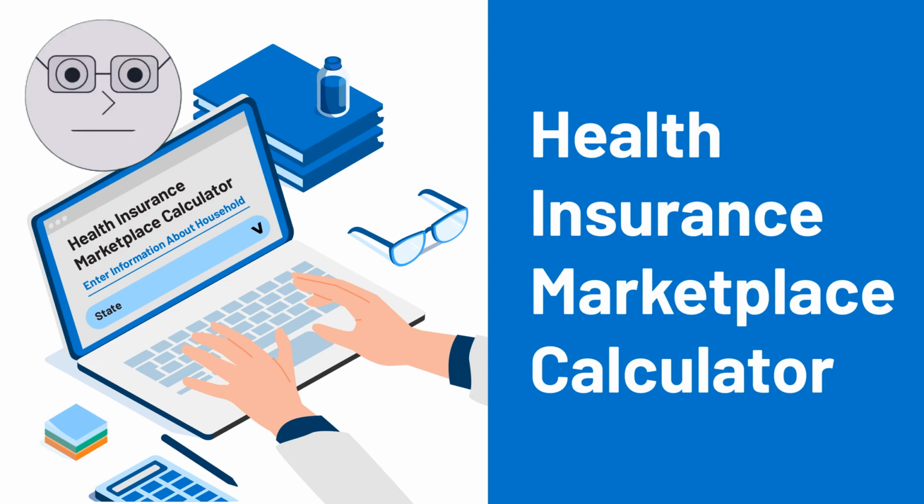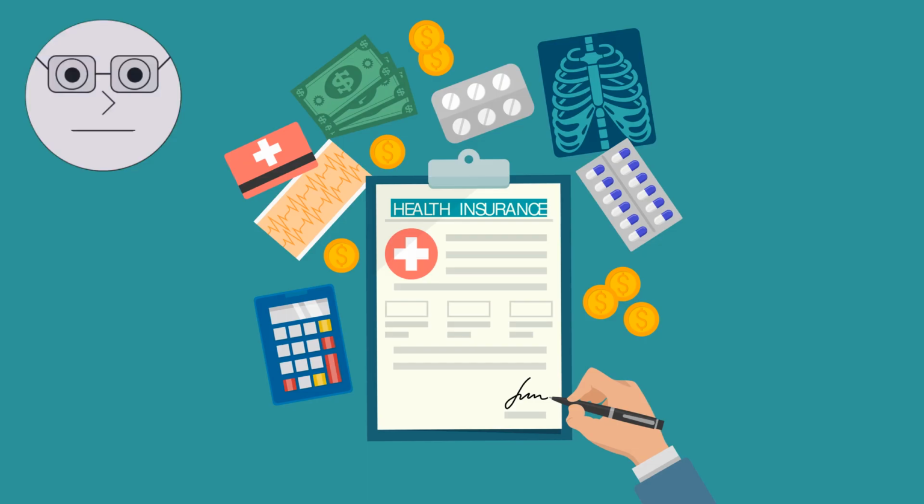In this segment, we will discuss the basics of health insurance and how it works. Health insurance is a type of insurance that covers the cost of medical and surgical expenses incurred by the insured. It is a way to protect yourself and your family from the high cost of healthcare.